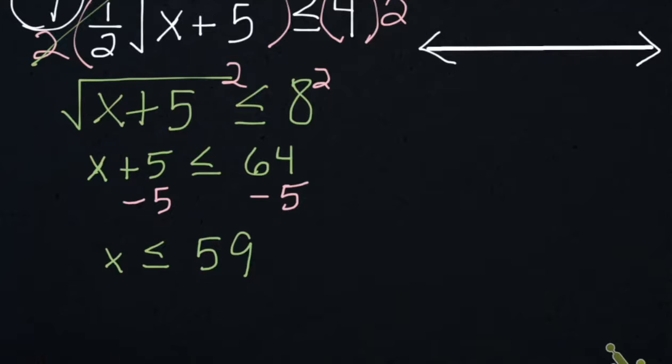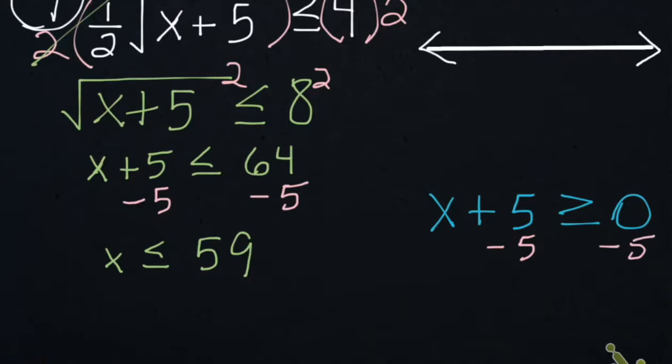Now let's do part 2. Remember, it's only the stuff under the radical. X plus 5 greater than or equal to 0. And it's always going to be greater than or equal to. I'm going to subtract the 5 in order to solve for my x. I get x is greater than or equal to negative 5. On my number line, negative 5 goes first. It's the smaller number, but it gets a solid dot because it has the equal to. You're always going to have one solid dot.